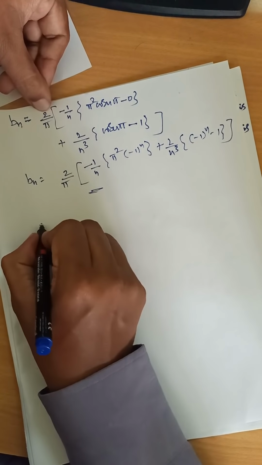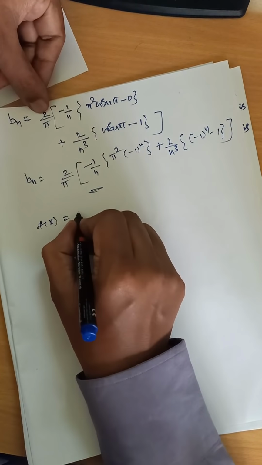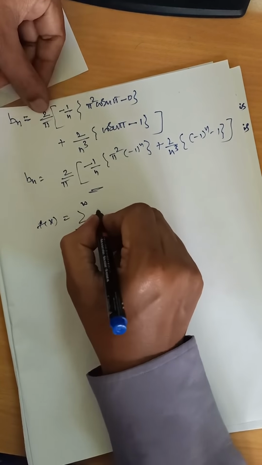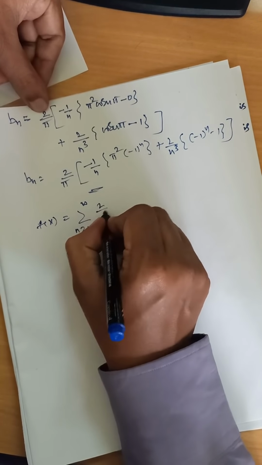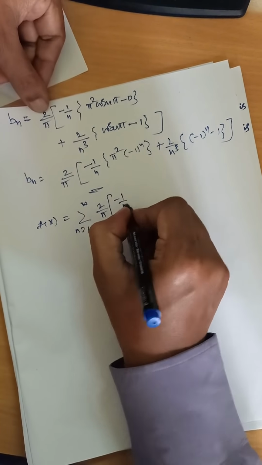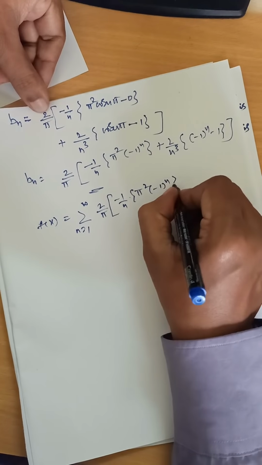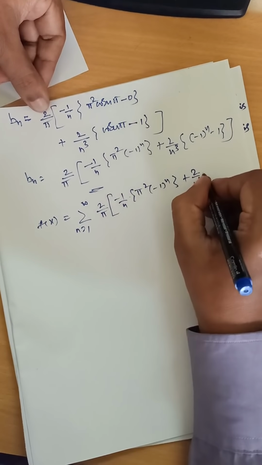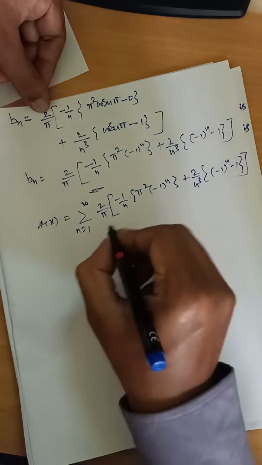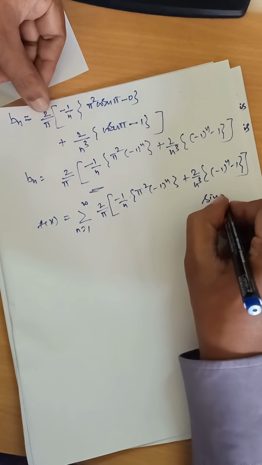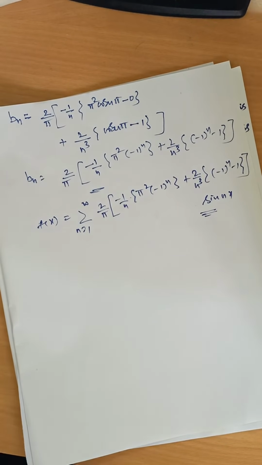You construct the Fourier series of f of x is equal to summation n from 1 to infinity, because a naught and an are 0, bn is 2 by pi, minus 1 by n pi square into minus 1 power n, plus 2 by n cube, minus 1 power n minus 1, into sin nx. So this is the required Fourier series.